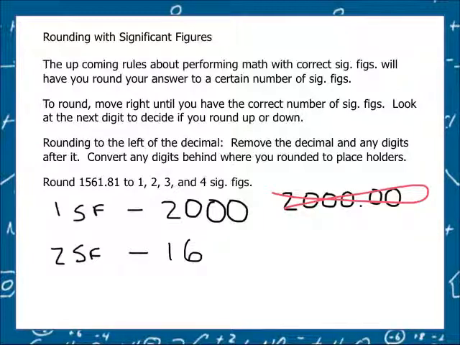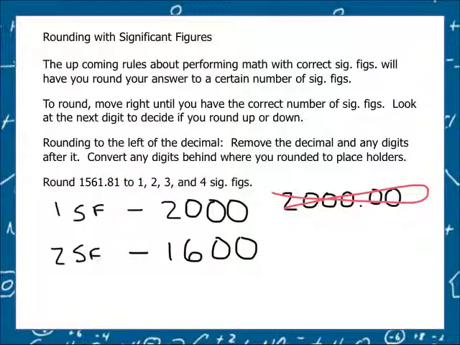And again, 16 is not very close to 1561.81, so I need placeholder zeros. And I'm just going to add those two placeholder zeros that take me to where the decimal was. I'm not going to put the decimal on. I'm not going to put any of the stuff after the decimal. That's just going to get chopped off. So let's do one more here.